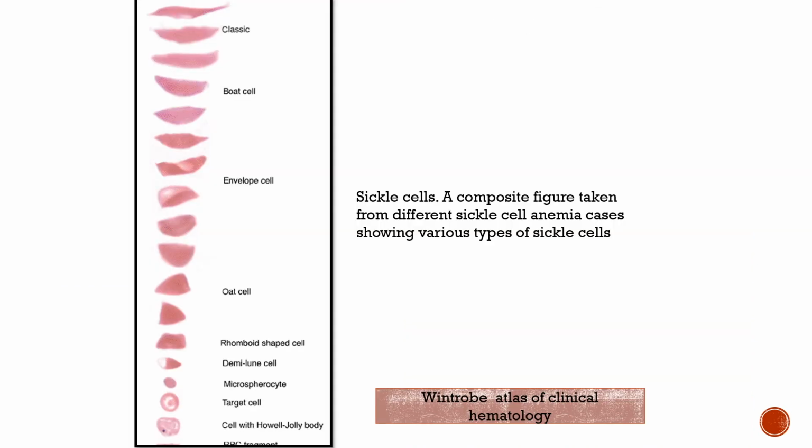Now sickle cells can have various morphology, and this is just an example or a picture from Winthrop's atlas where you can see it varies from the classical sickle form to boat shape to envelope form and oat cell form. So it can be various shapes and you have to be aware of them to pick them up from the peripheral smear.